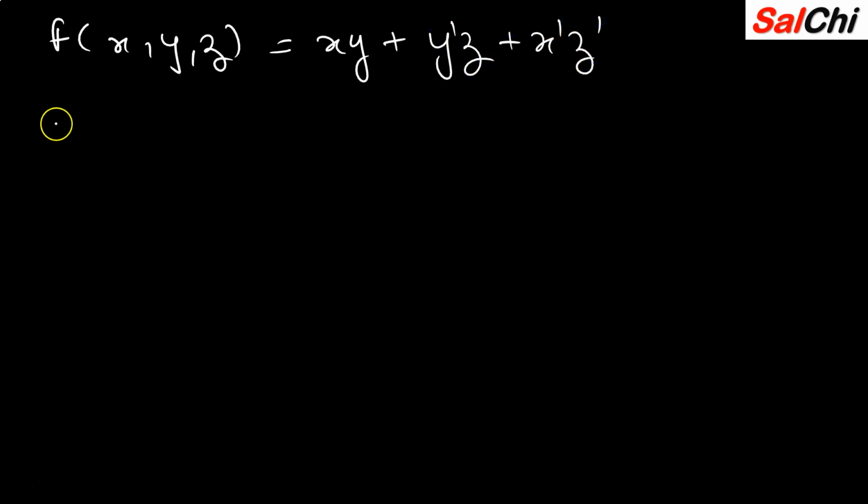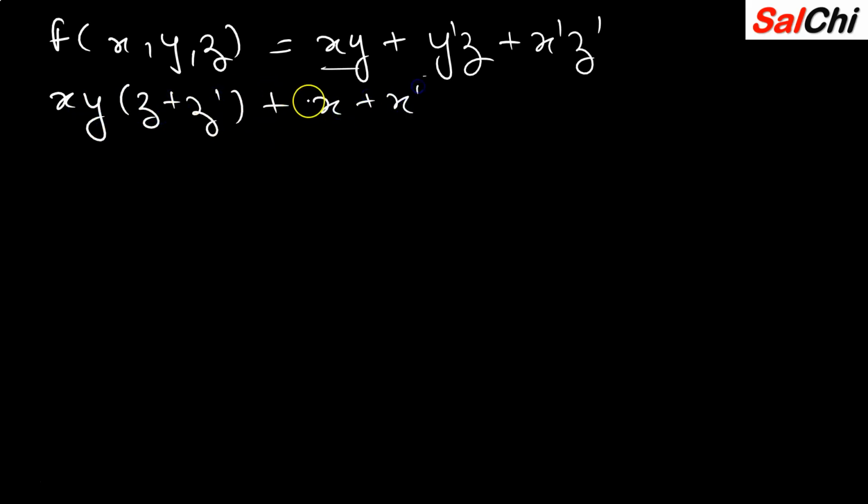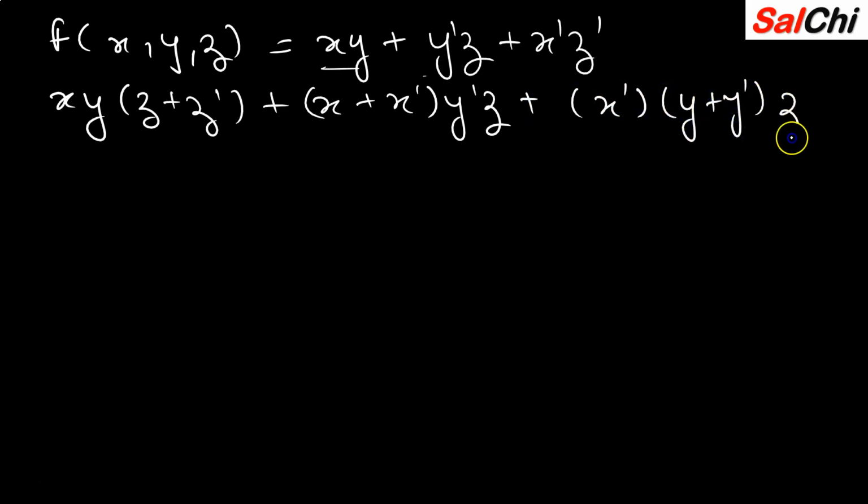So we are given f of x, y, z, and here also we are given x, y, y complement z, and then x complement z complement. It's now very easy. We will just directly do that. First we will add the elements that are missing. So in the first we have x, y and then z plus z complement. And then in the other one we have x plus x complement, since x is missing in the second term. And then we will add y plus y complement and then z. Okay, so now just open them up and multiply.